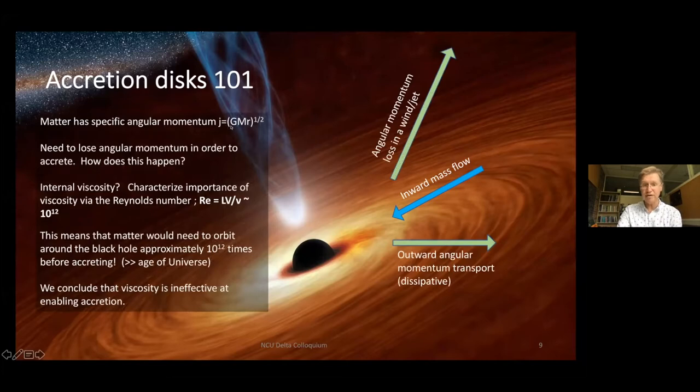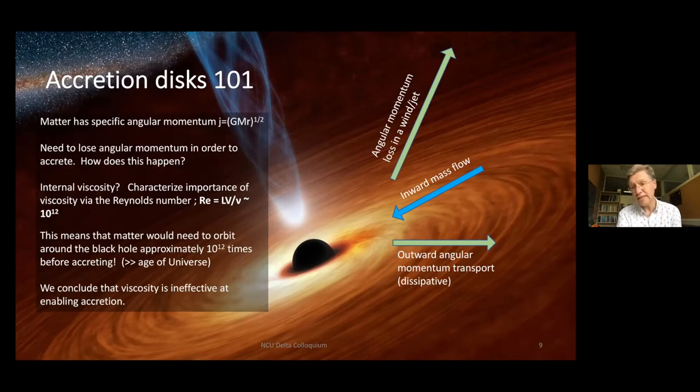Each kilogram of matter has an angular momentum given by the square root of GM times r. So the matter that is further away from the black hole has more angular momentum than the matter that's closer in. And in order to actually fall in, to accrete, the matter needs to lose its angular momentum. So the question is, how does that happen?